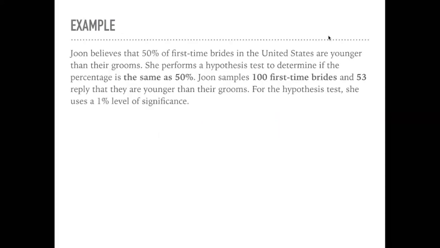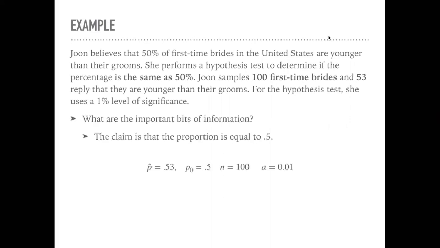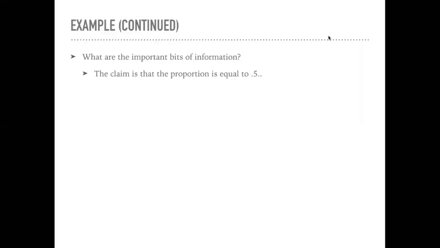Okay, one more example, and then we'll talk about some of our limitations. So we have June that believed that 50% of first-time brides were younger than their grooms, and she had collected her data. She said, okay, 53 were younger of the 100 that I sampled, and I want a 0.01 level of significance. So we figured out our claim, kind of wrote down our important bits of information that we might need for our calculator, and then we're going to go ahead and start our hypothesis testing.